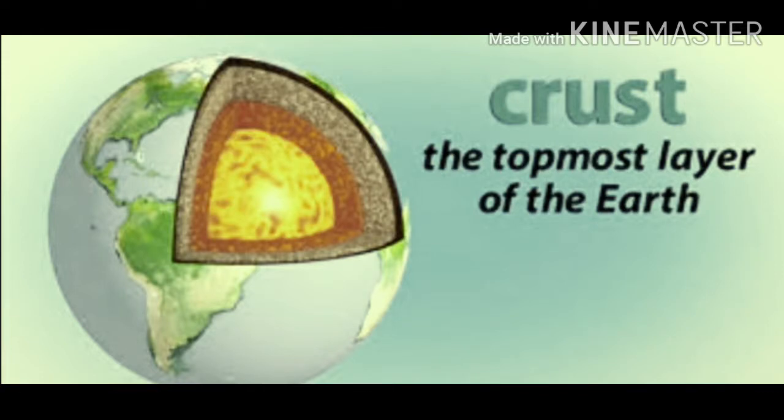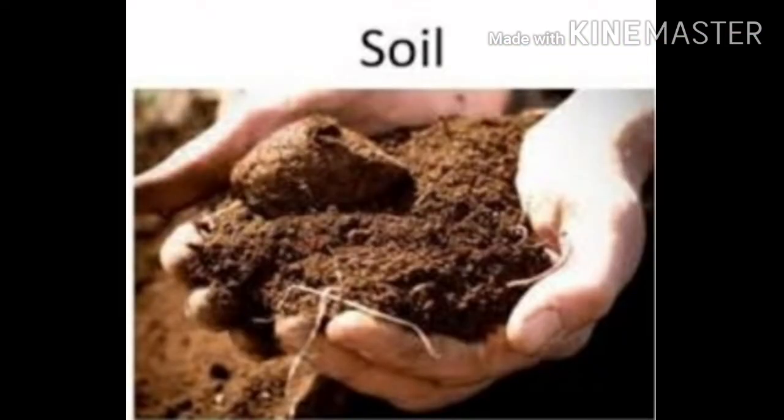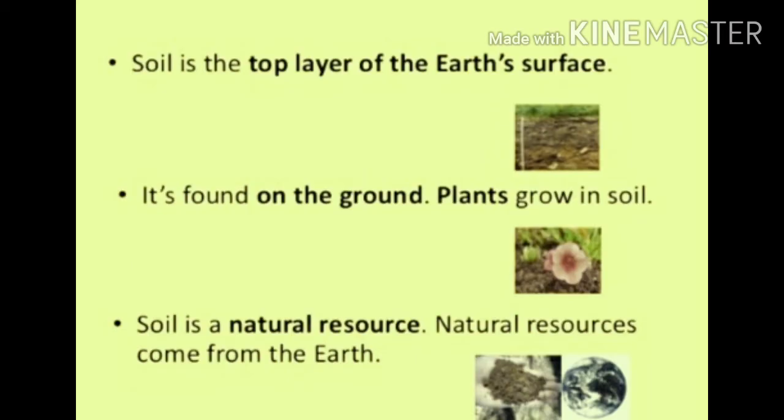So, children, all the landforms that we see around us are a part of the Earth's surface and are called the Earth's crust. It is the outermost hard layer of the Earth. The top layer on the Earth's surface in which the plants grow is called the soil. Let us learn more about it.